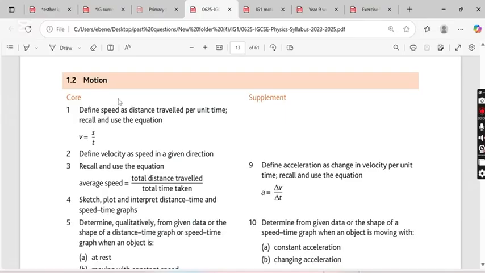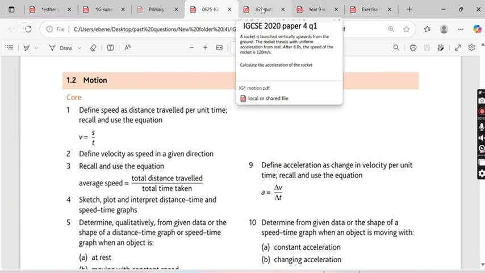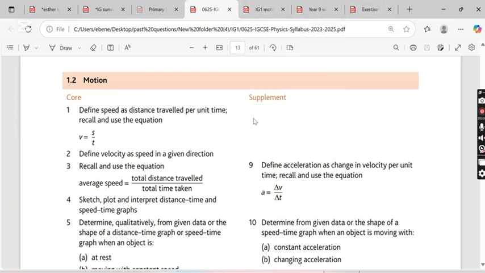We are moving on to motion. And this one is kinematics. And for kinematics, we are only describing the motion. We are not interested in what is causing the motion. We are considering the description of the motion.